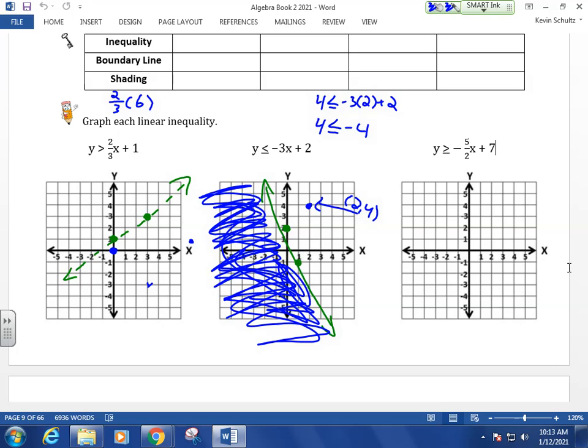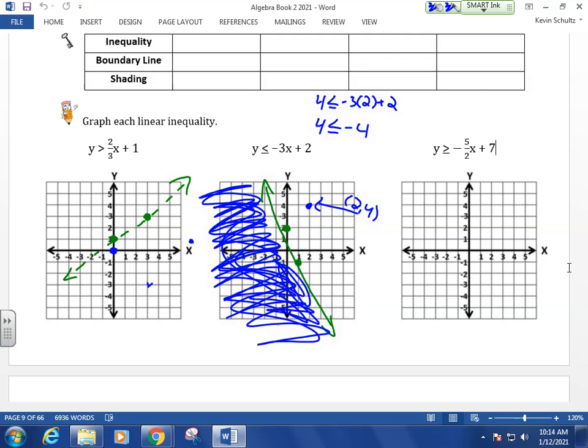If my fraction was, over here, negative 5 halves, I'd pick an even number to use, like 2 or 4 or 6. Anything even is going to cancel that out, right? But 0, 0 is a great one just because it really simplifies things well.